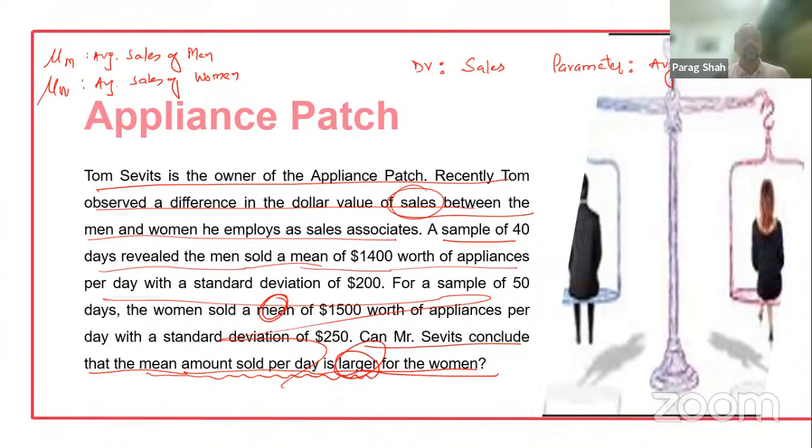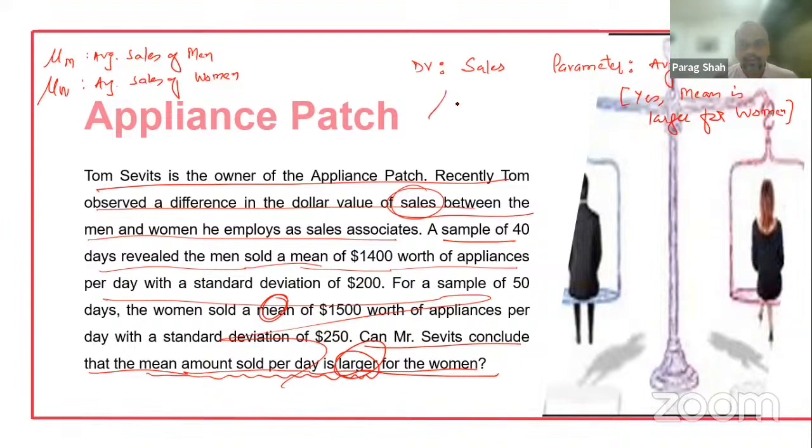So, what can we do? We can say yes or we can say no. Start with any one. Suppose I'm starting with yes, mean is larger for women.